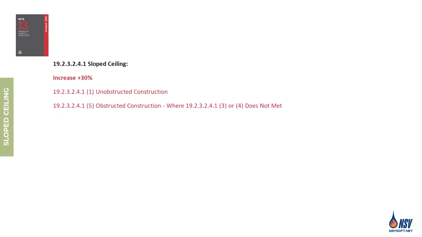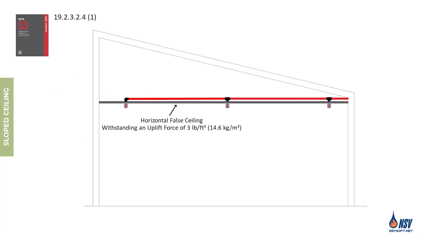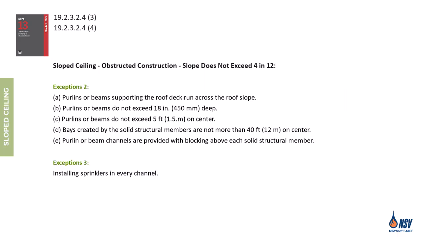To compensate for the delayed sprinkler activation under sloped ceilings, NFPA 13 generally requires a 30% increase in the design area. However, the 2025 edition introduces 3 specific exceptions where this increase may not be necessary. The first exception involves installing a horizontal false ceiling beneath the slope. This ceiling must be capable of withstanding an uplift force of 3 pounds per square foot and must be supplemented with ceiling-level sprinklers. The second and third exceptions apply to obstructed construction with a slope not exceeding 4 in 12.